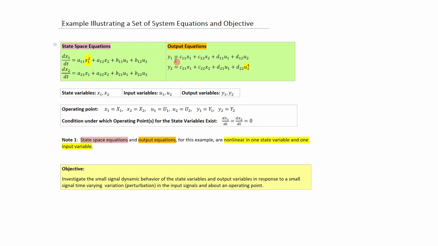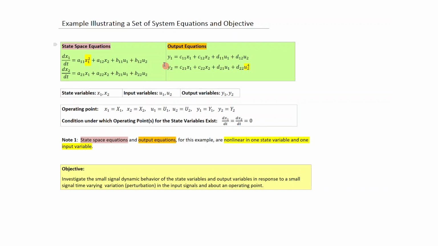The output equations could, for example, take on this form. You'd have one output, for example, which is some function of both state variables and both input variables. Similarly, the output y2 could be a function of both state variables and input variables. Notice here that the term u2 to the power 4 is a nonlinear term, so this output equation would be a nonlinear equation, whereas this output equation is linear because it's linear in the state variables as well as the input variables. To summarize, in this case the state variables are x1, x2, associated with the derivative, the input variables are u1, u2, and the output variables are y1, y2.